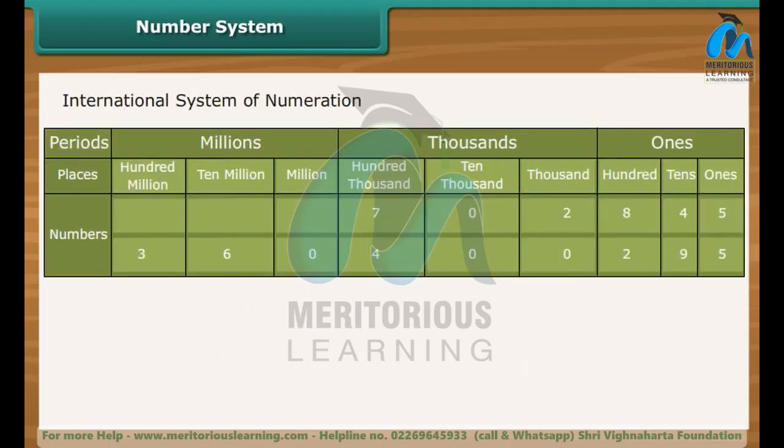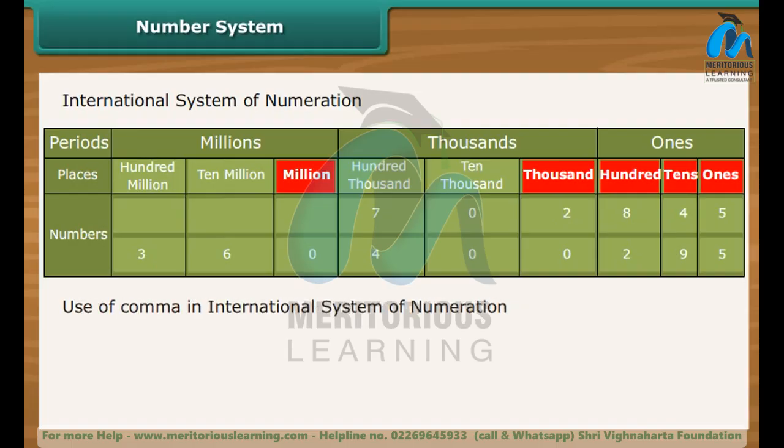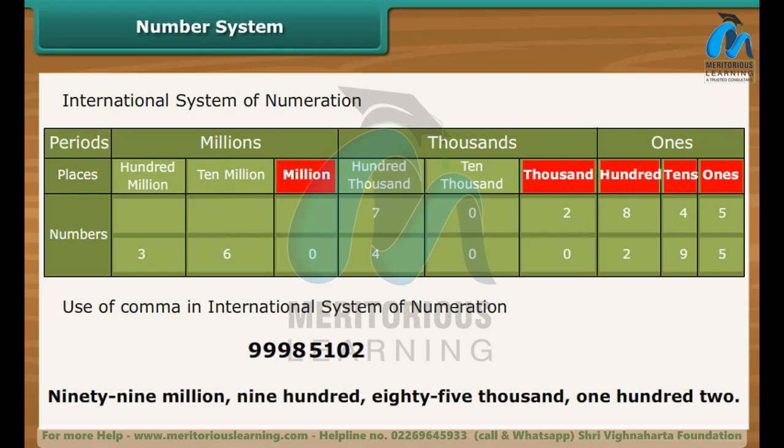In the international system of numeration, we have ones, tens, hundreds, thousands, and then millions. 1 million is 1,000 thousands. Commas are used to mark thousands and millions. It comes after every 3 digits from the right. The first comma marks thousands and the next comma marks millions.